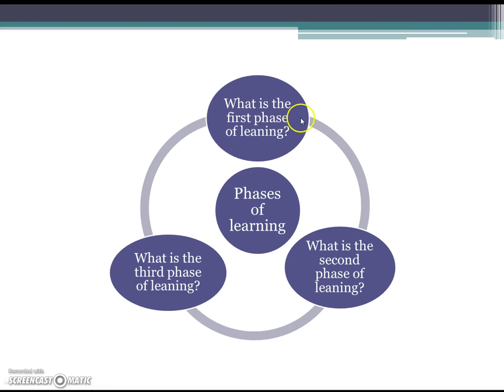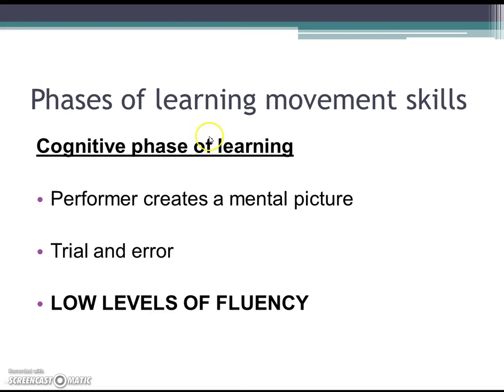You need to be able to describe at least two characteristics of each phase of learning, and you need to be able to do that for the second phase and the third phase. So basically what we're going to do tonight is have a quick look through what those three phases of learning are called. That'll be your first thing you'll have to know. And secondly, we're going to need to know some characteristics that underpin each phase of when you learn a movement skill. So if we go on, first phase of learning is called the cognitive phase of learning.